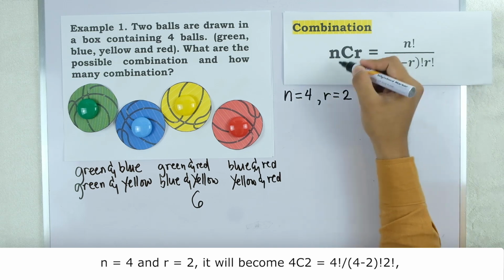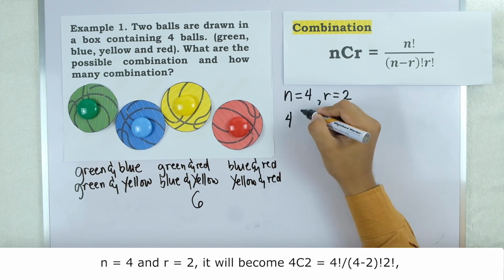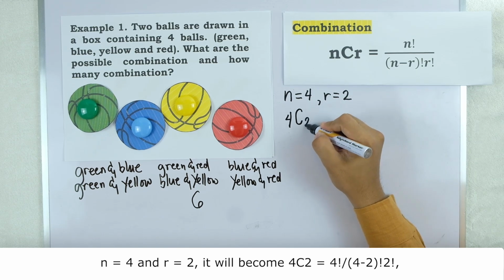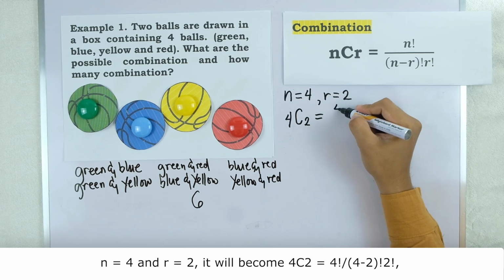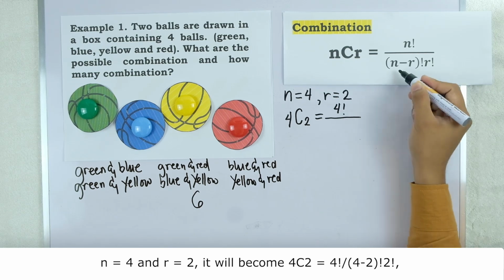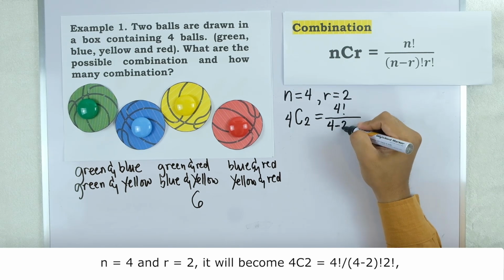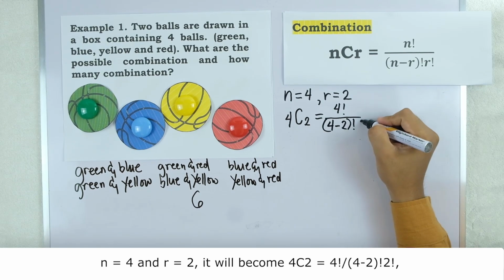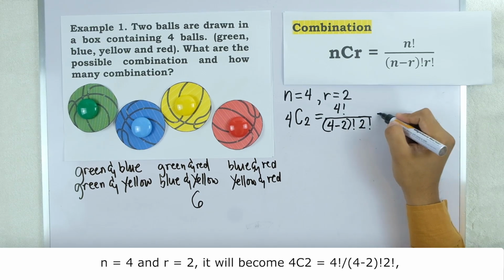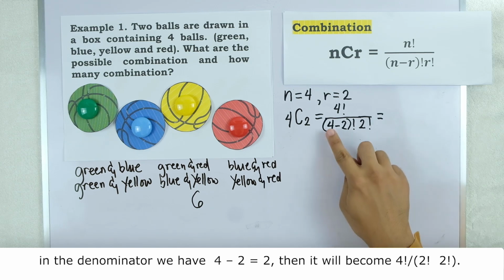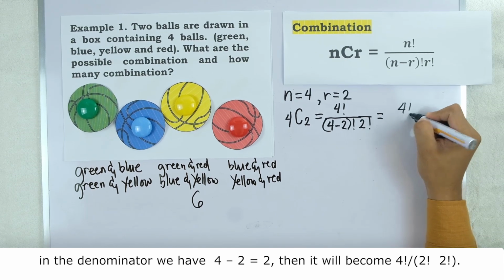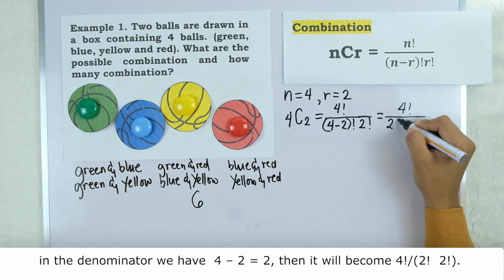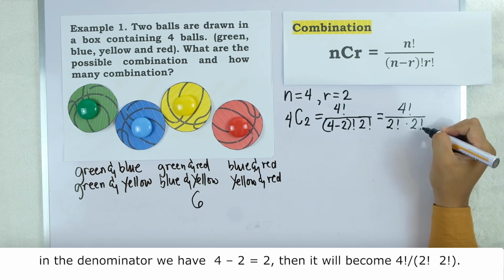This will become 4 choose 2 is equal to 4 factorial over 4 minus 2 factorial times 2 factorial. In the denominator, we have 4 minus 2, and 4 minus 2 is equal to 2. Then, it will become 4 factorial over 2 factorial times 2 factorial.